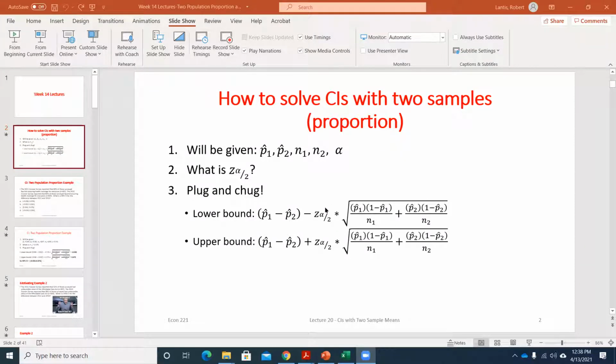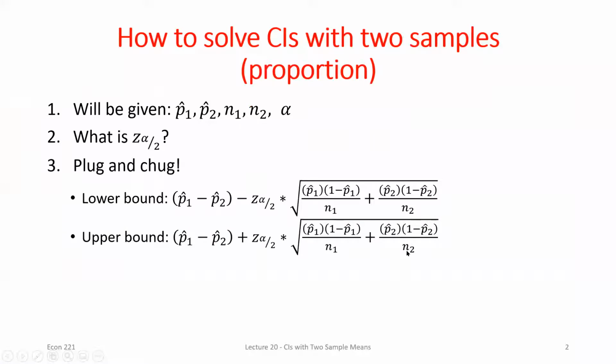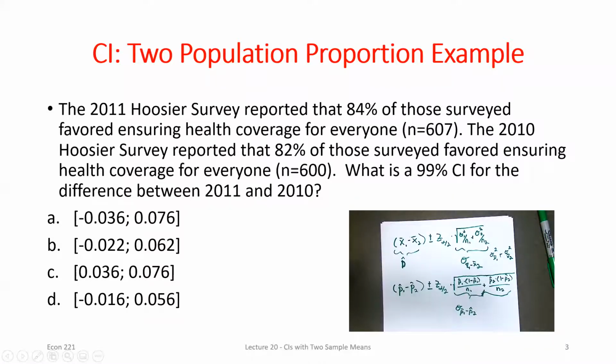So that's where these equations came from. Right, my lower and upper bound equation here for the difference in sample proportions. So we're going to work through an example. Let's say we have this survey. We've got a reported amount of 84% of people favor healthcare coverage for everyone, and then in 2010, 82% favor healthcare coverage for everyone. We've got slightly different sample sizes in those 2 years, and I want to build a 99% confidence interval.